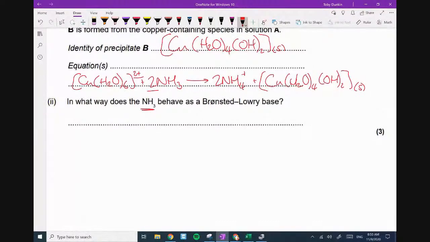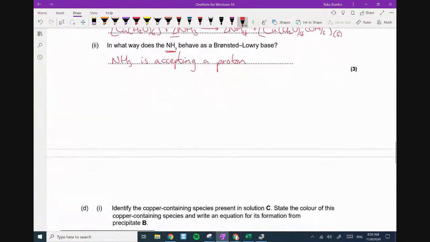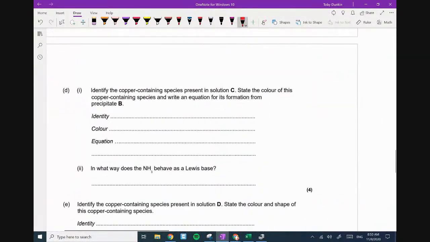In what way does the NH3 behave as a Bronsted-Lowry base? Right, it's accepting a proton. The NH3 is accepting a proton. Bronsted-Lowry. It's going to be interesting to see if they ask that same question in the next one. I'm assuming they are.